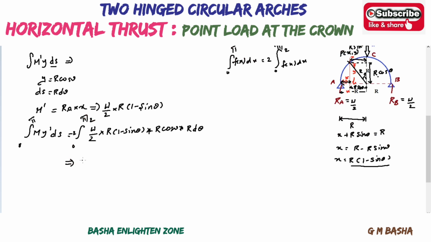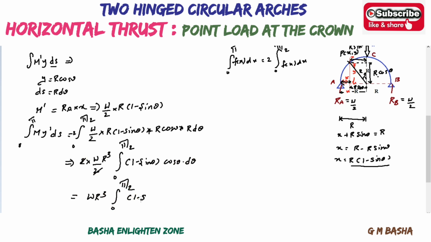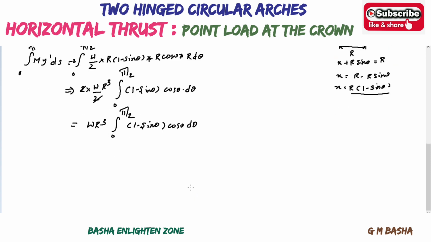Simplify this one. 2 into w by 2 into r cubed, integral of 0 to pi by 2, 1 minus sin theta into cos theta d theta. So simplify the values again here: w r cubed, integral of 0 to pi by 2, 1 minus sin theta into cos theta d theta. So we know how to solve this one. First take the entire 1 minus sin theta and put 1 minus sin theta equal to t. Differentiate this t: you will get 0 minus the differentiation of sin theta, which is cos theta d theta, so dt equals minus cos theta d theta. Okay, here 1 minus sin theta is equal to t.